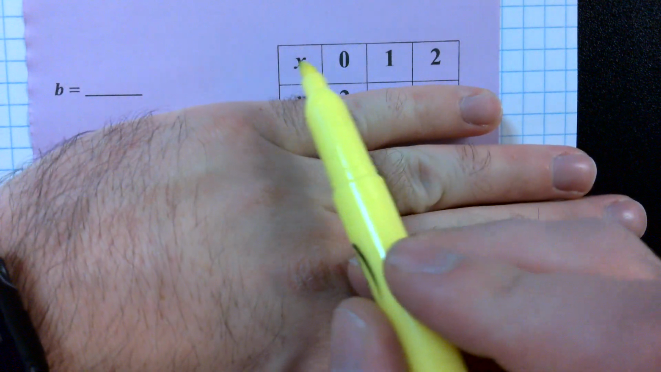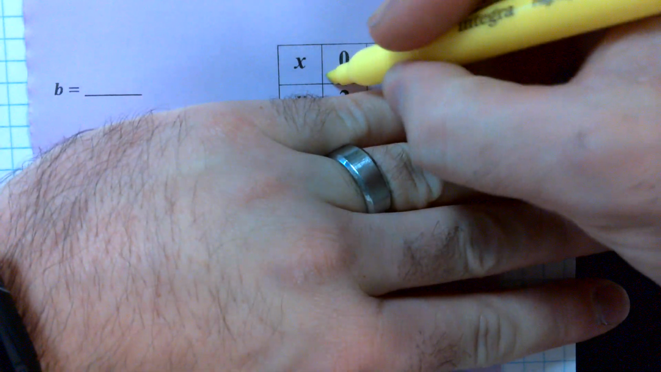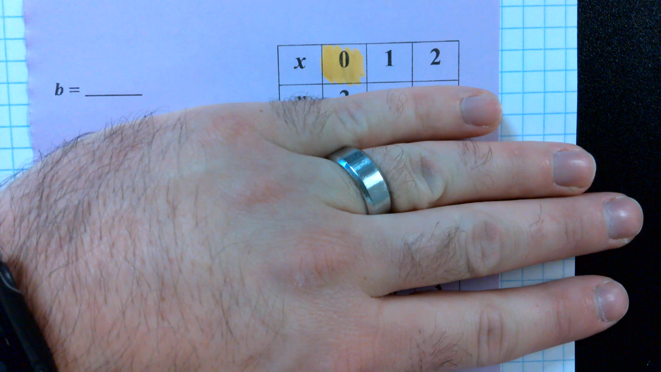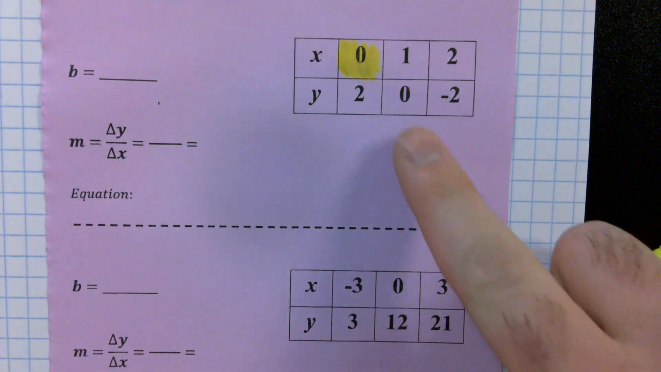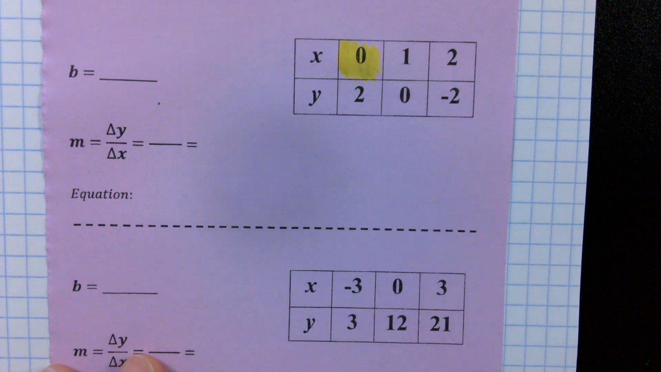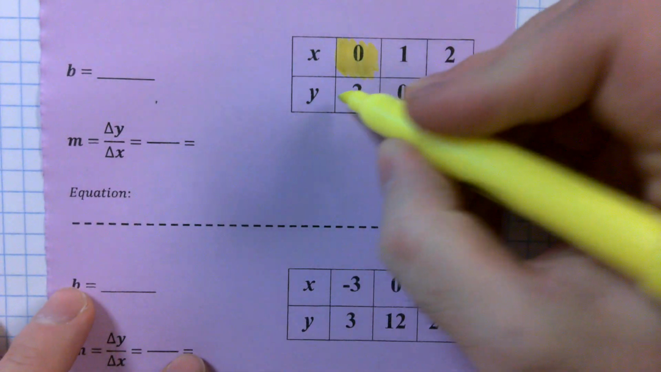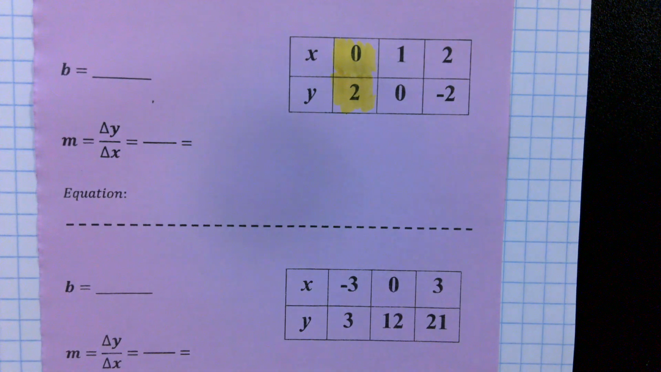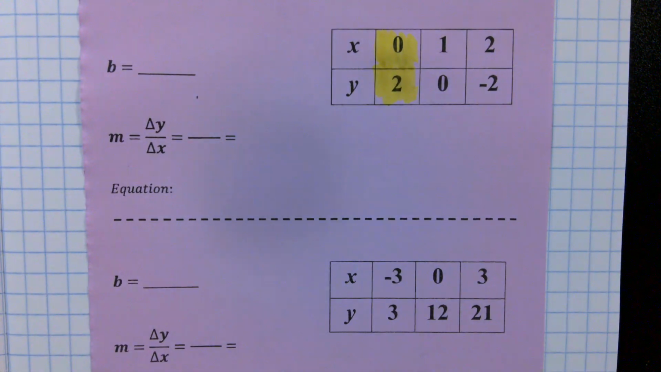So take a look. Here's my x's, right? I see an x value of 0, right? I'm going to ignore this one because that's a y value. I'm not going to highlight that one. But what else am I going to highlight on this table? The 2. That's right. Great job. So if I have the point 0, 2 on this line, what's my b value going to be?